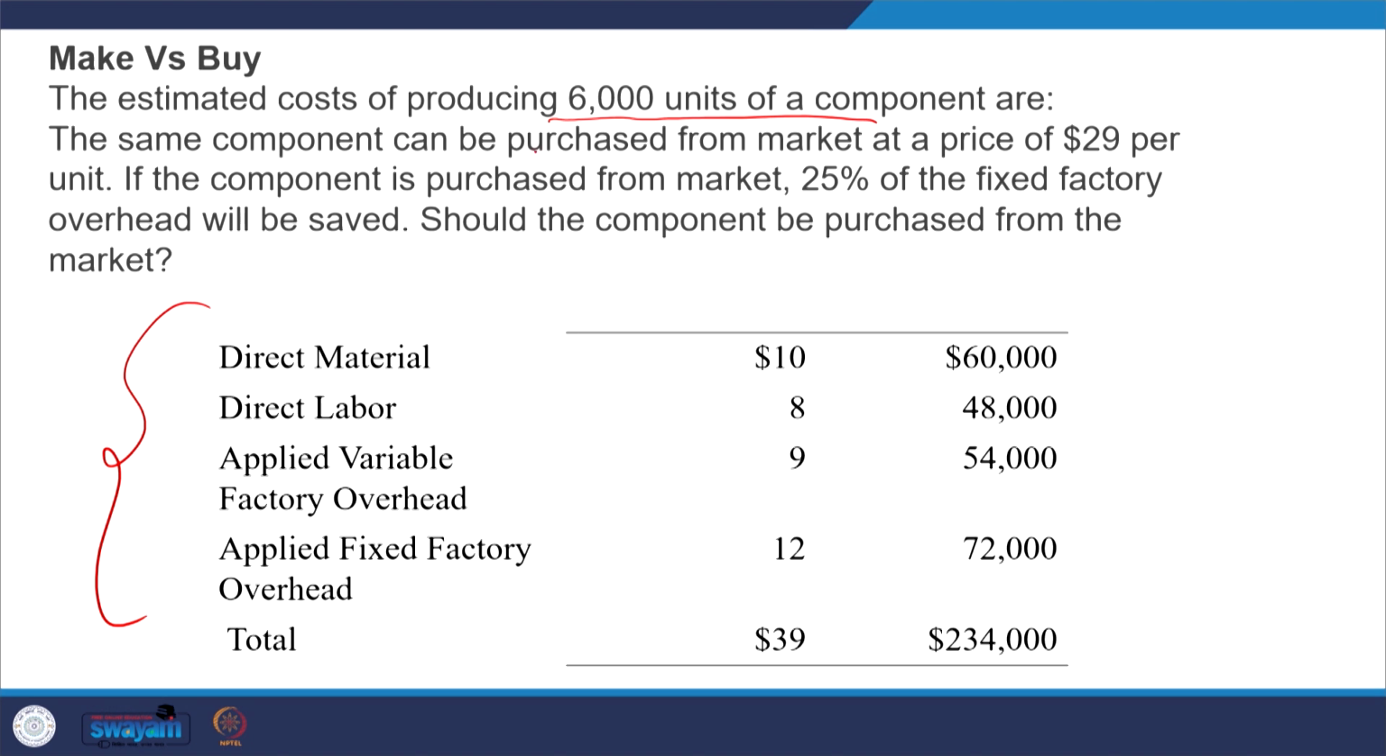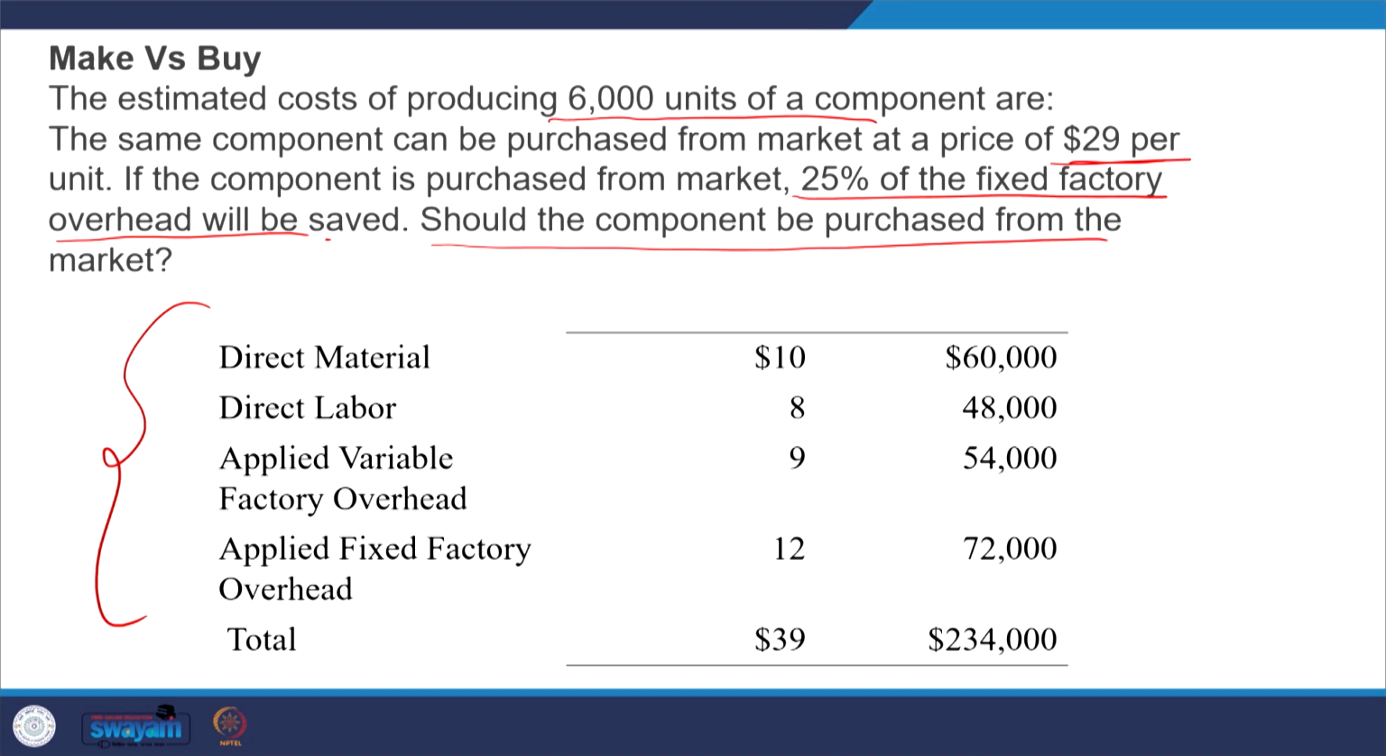The same component can be purchased from the market at a price of $29 per unit. If the component is purchased from the market, 25% of the fixed cost factory overhead will be saved. Now, since you are buying this product from the market, 25% of your factory overhead, that means the factory space, machinery and all, is saved since you are not using anything, right. Now, the question here says, should the component be purchased from the market or should it be produced internally?